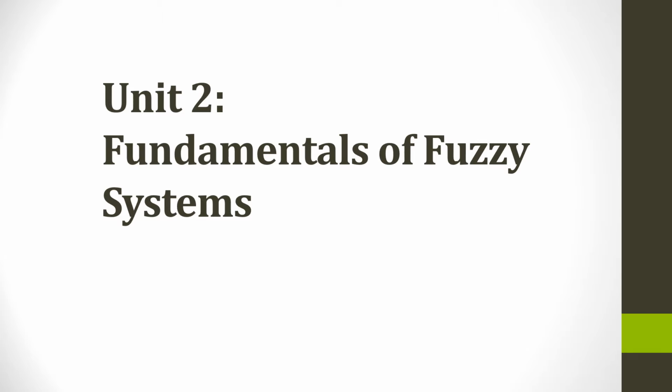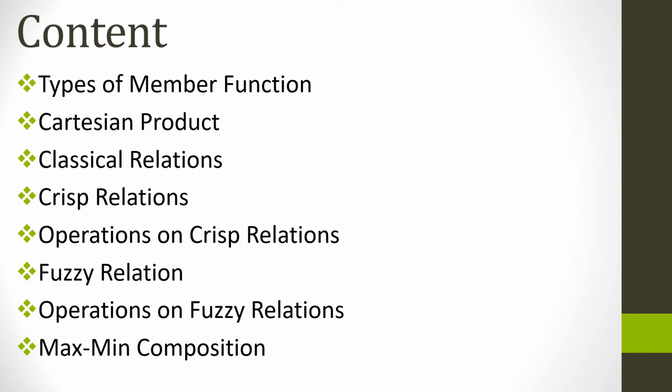Today we will discuss some topics in our Unit 2, Fundamentals of Fuzzy System. Now we will see some interesting topics: types of membership function, that is triangular membership function and trapezoidal function, then what is Cartesian product, how to represent the Cartesian product, then classical relations, then crisp relation, then operations on crisp relations, then what is the fuzzy relation, then operations on that fuzzy relation, and max-min composition.